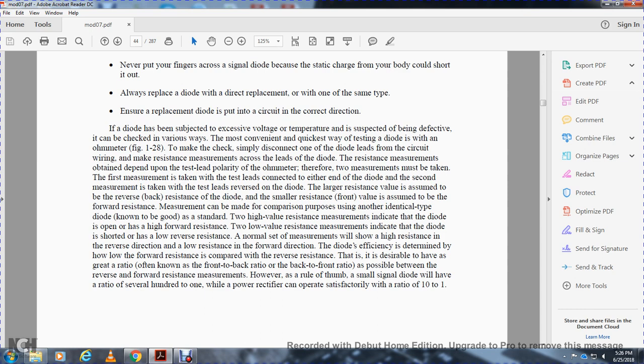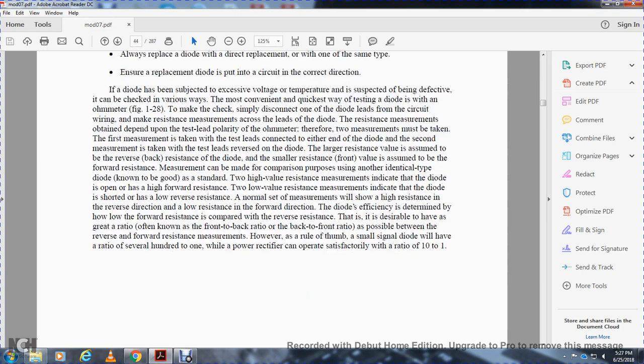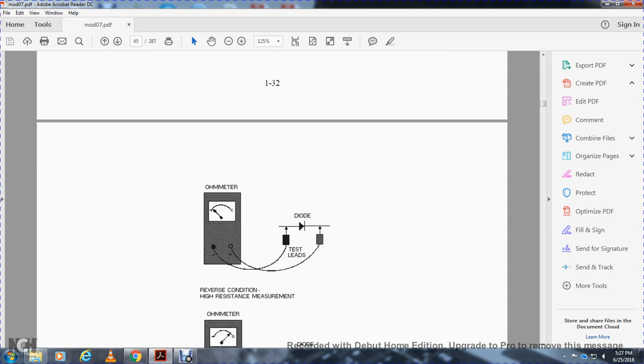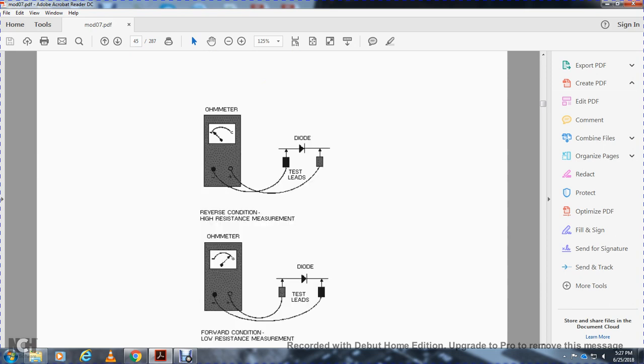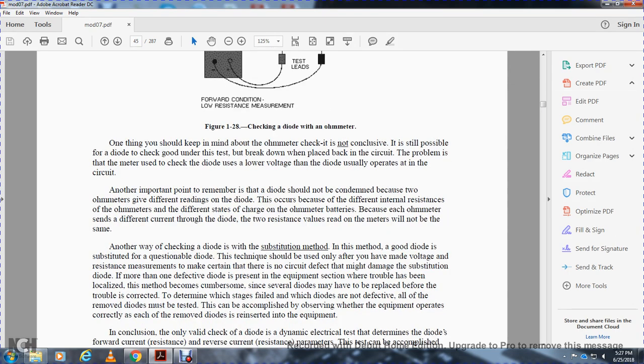It is desirable to have the highest possible ratio, often known as the front-to-back or back-to-front ratio, between the reverse and forward resistance measurements. However, the rule of thumb is that a small signal diode will have a ratio of several hundred to 1, while a power rectifier can operate satisfactorily with a ratio of 10 to 1. Show the reverse condition with the highest resistance on the test leads of the ohmmeter, and then the forward condition with the leads on the other sides, giving low resistance measurements.